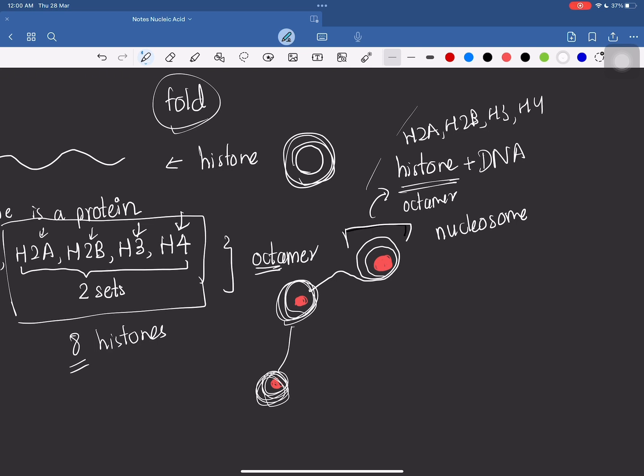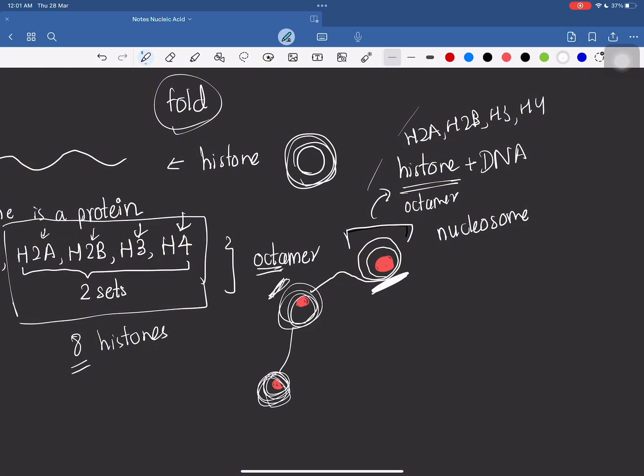However, the DNA is just rolling around the octamer, so it's not fixed. So in order for the DNA not to relax from this octamer, we need something to hold them here. Something to hold them. And it is held by the H1. It's also called linker histone.